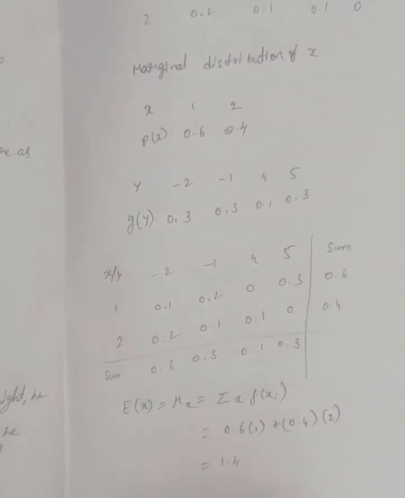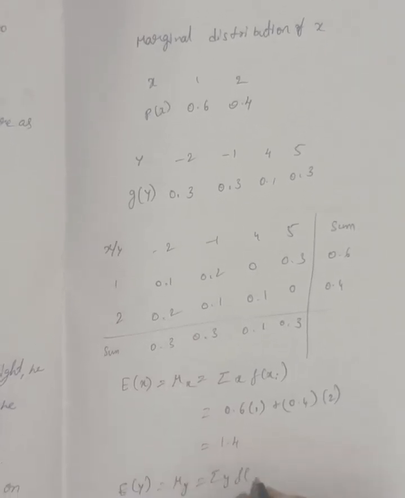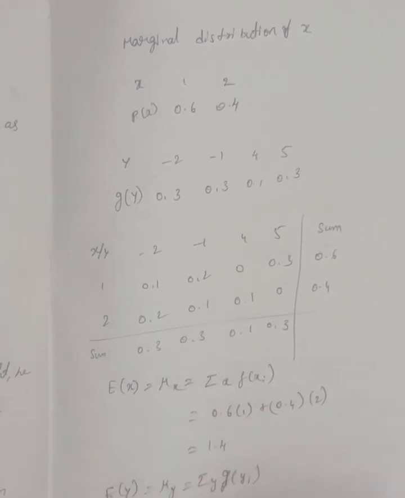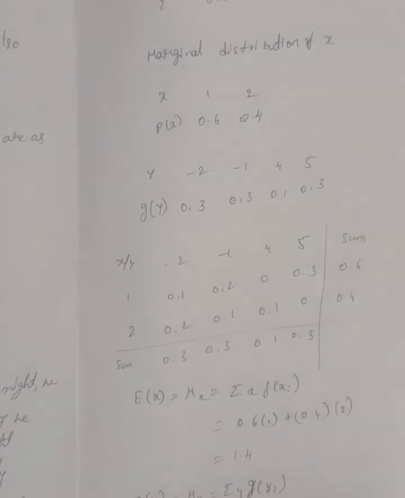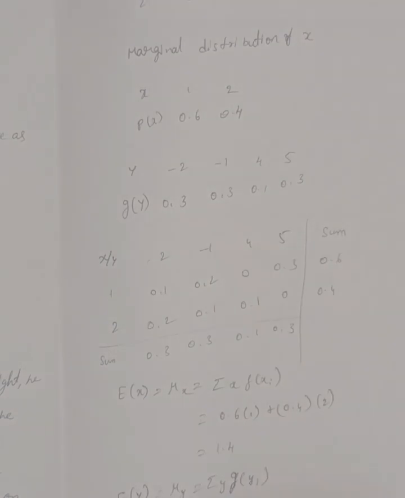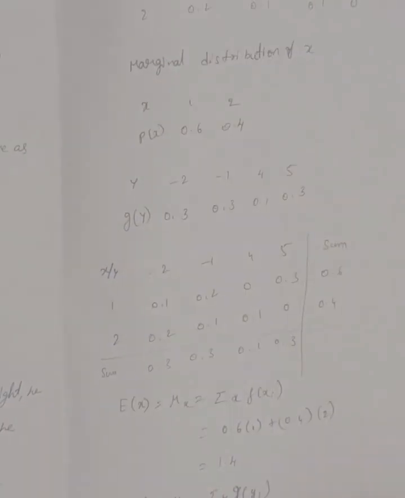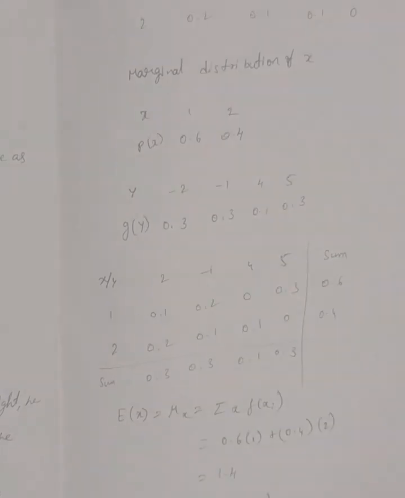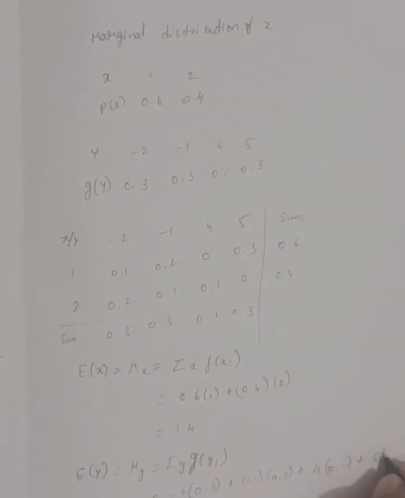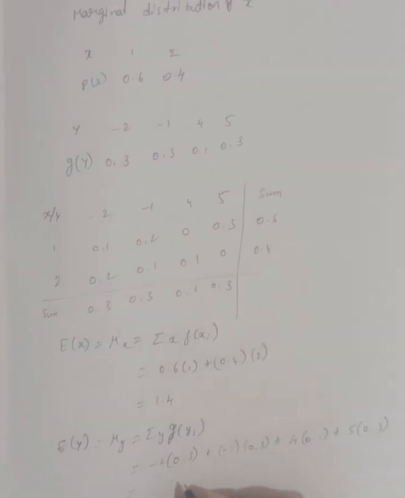Then E of Y is mu y, the summation of y g of yi. Here -2 into 0.3 plus -1 into 0.3 plus 4 into 0.1 plus 5 into 0.3. Simplifying, we get 1.